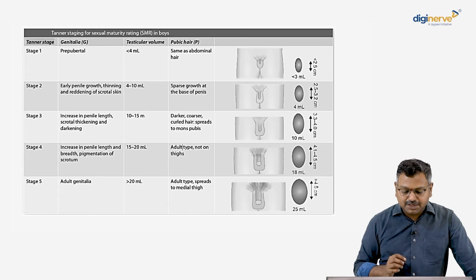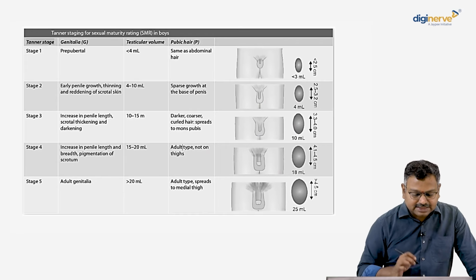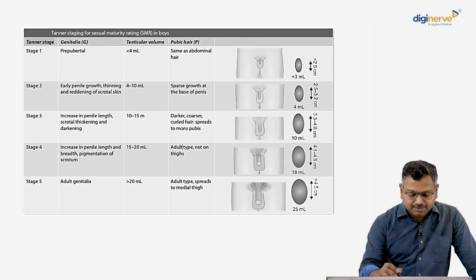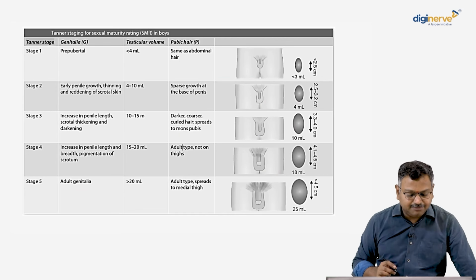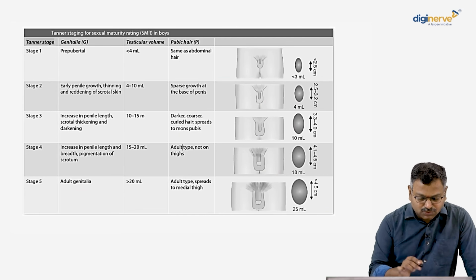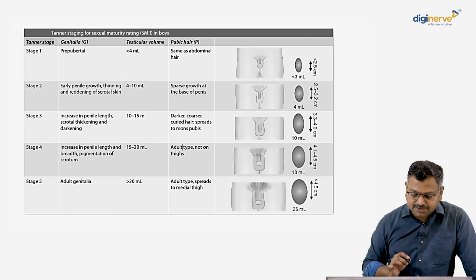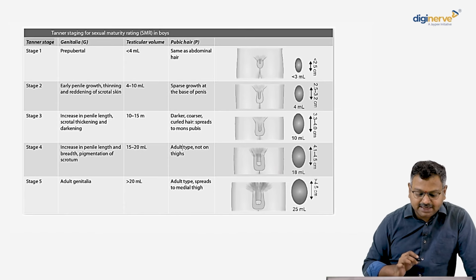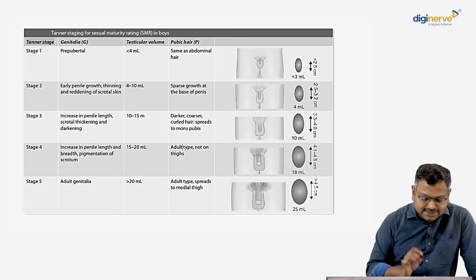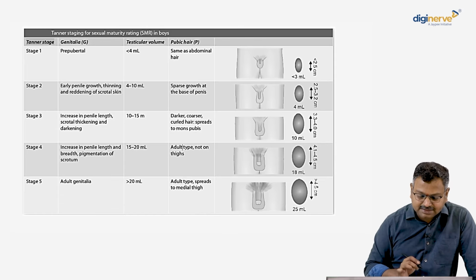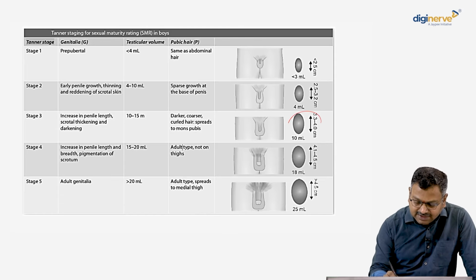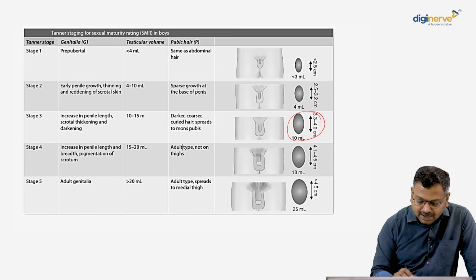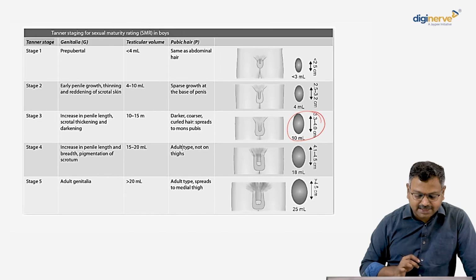Stage 1 is prepubertal, where the size of the testis is less than 3 ml and the pubic hair is same as the abdominal hair. Stage 2, where the size of the testis becomes around 4 to 10 ml, sparse growth of hair at the base of the penis, and thinning and reddening of the scrotal skin has started. Stage 3, where the penile length is increased, the size of the testis has reached 10 ml, and coarseness of the pubic hair is seen.